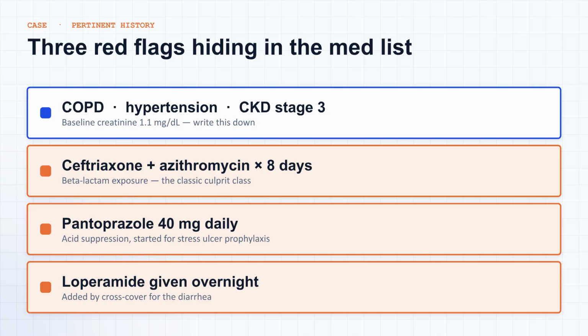3 red flags are stacked here: a beta-lactam antibiotic, acid suppression, and an antimotility agent. The first 2 raise his risk. The third is actively dangerous. Build this habit. Always find the baseline creatinine before you call anything severe. A number that looks normal in one patient may be a large jump in another.